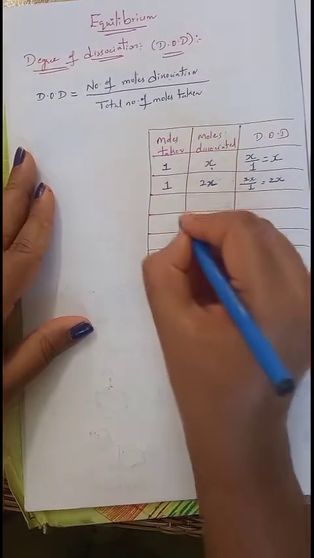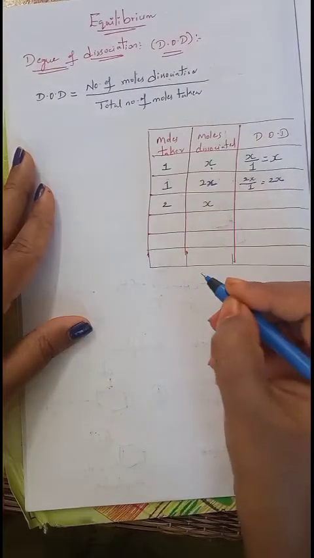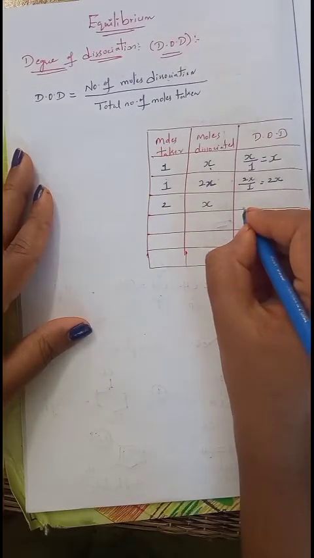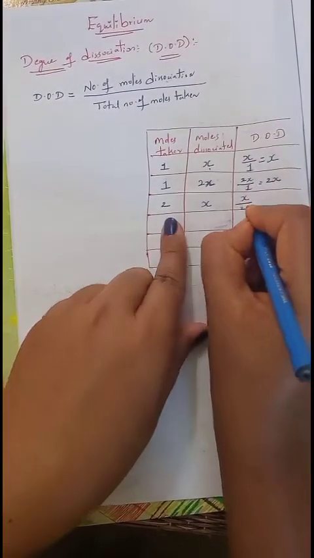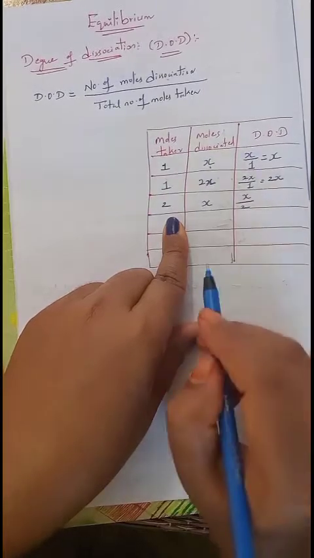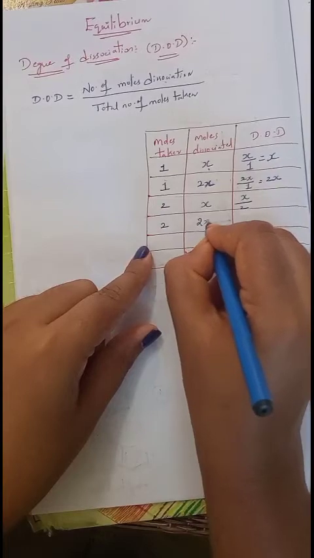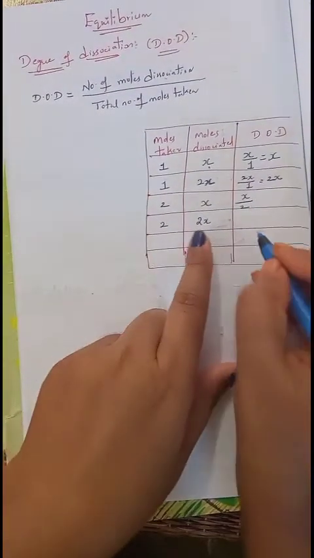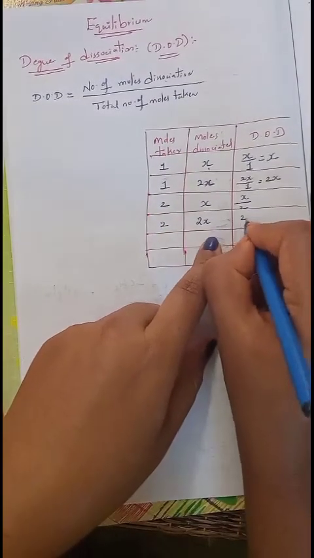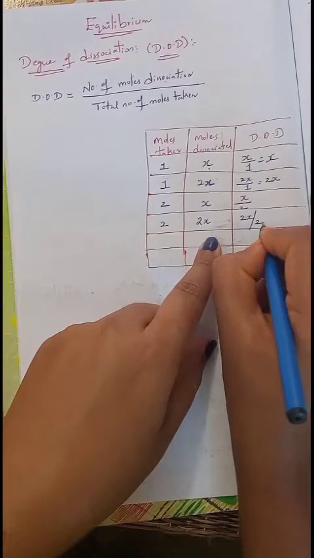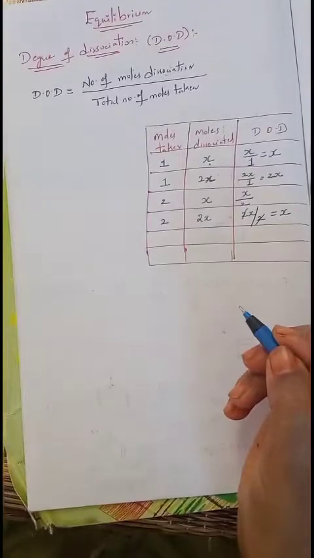Next, if you take 2 moles of substance and X moles got dissociated, then the degree of dissociation is X by 2. If 2 moles of substance is taken and 2X moles got dissociated, then the degree of dissociation is moles dissociated divided by moles taken, 2X divided by 2. The 2 gets cancelled and the degree of dissociation is just X.